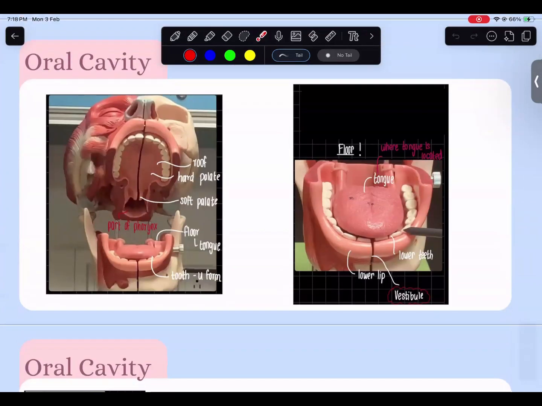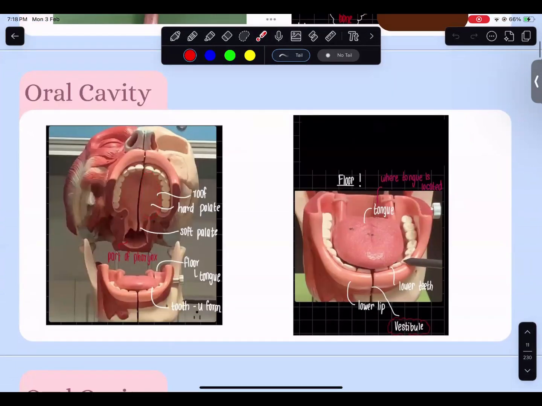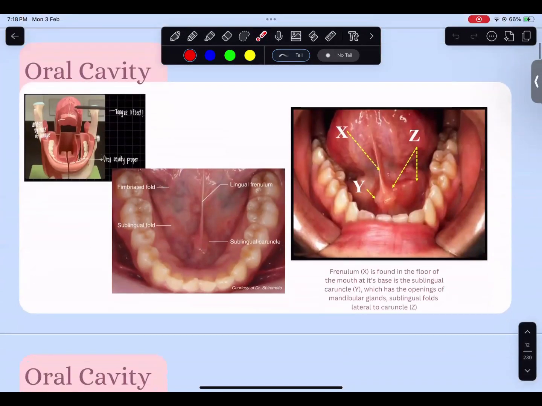Okay, moving on, we have the hard palate here, which you can see in the cross-section. It looks something like this. This is the soft palate, and then here is where the uvula would usually be, but you cannot see it in the model here. We also have the floor. This is the tongue. These are your teeth, okay?